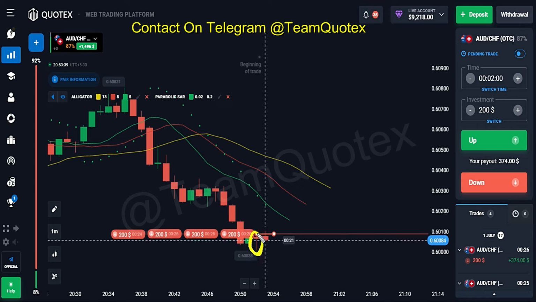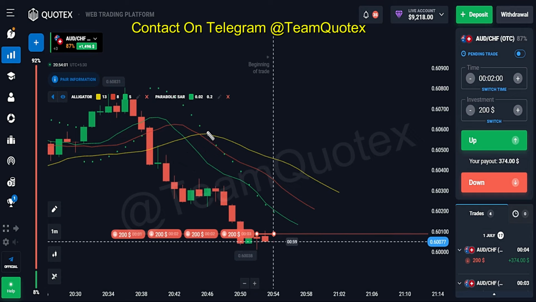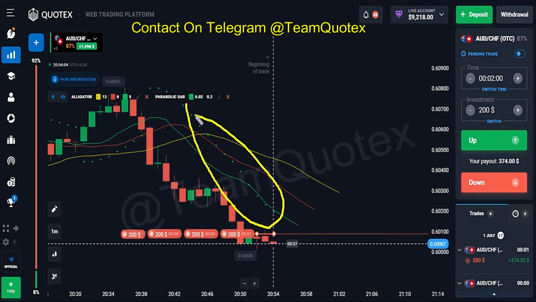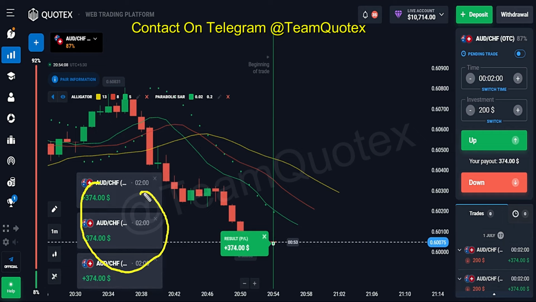Okay, this candle got a big rejection, but let's wait. We have still 23 seconds to get the result of our trade. Let's see what will happen, guys. All right, so the concept is quite easy. If crossover is happening here, after crossover, we will try to trade in downward direction, but for our support we need parabolic above the price, guys. All right, and you can see we made a good recovery, guys.